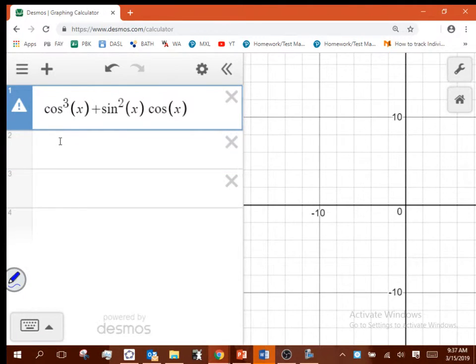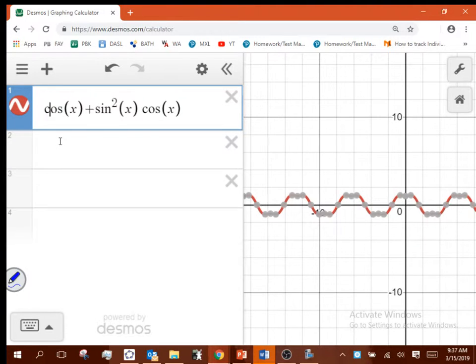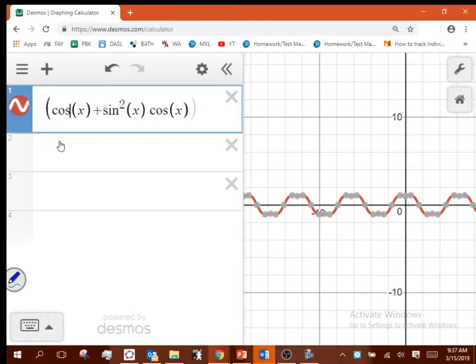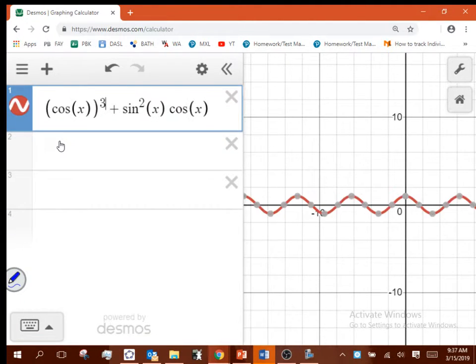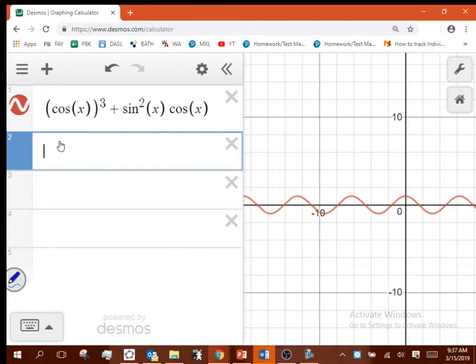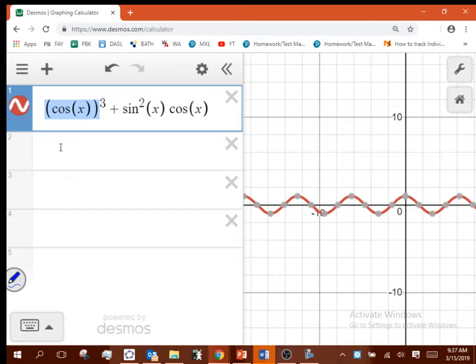Meaning that if I want this thing cubed, I actually have to write it that way. Does that make sense? Okay. That's consistent with if you're going to use your TI-83, 84. This is how you have to type in every single sine or cosine, no matter what power you're writing it to, other than 1.